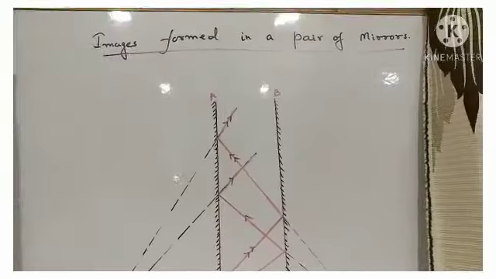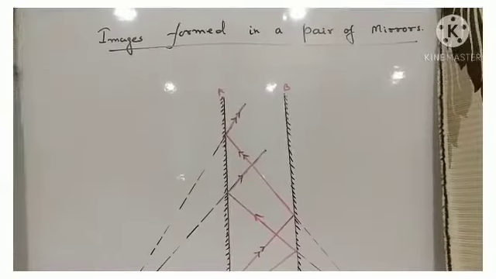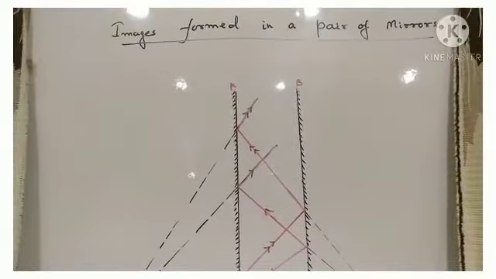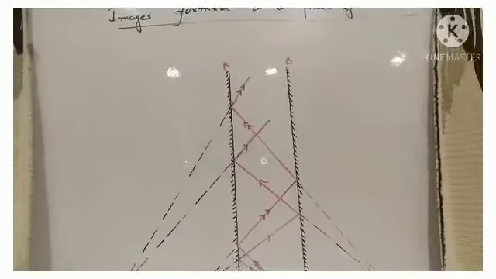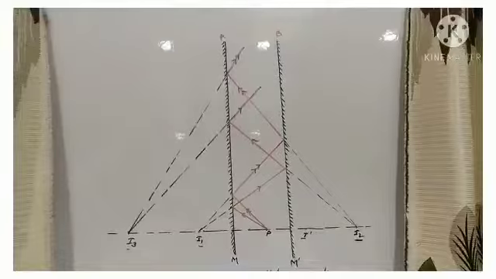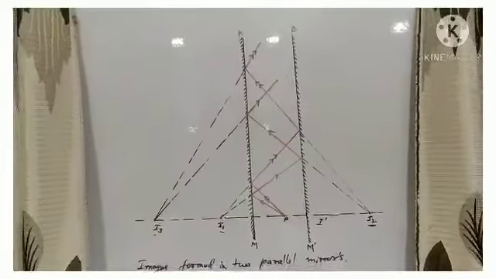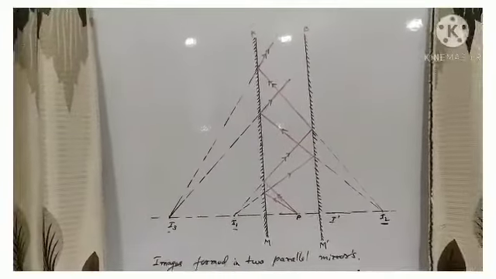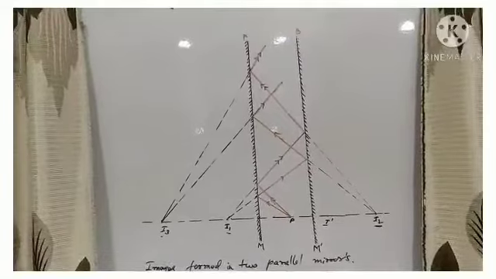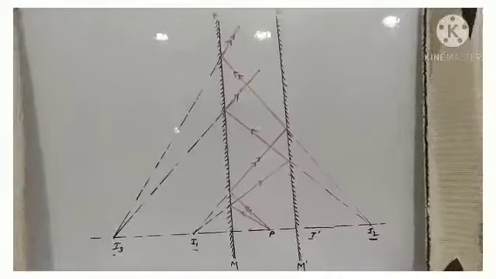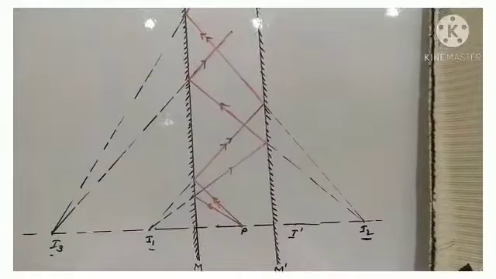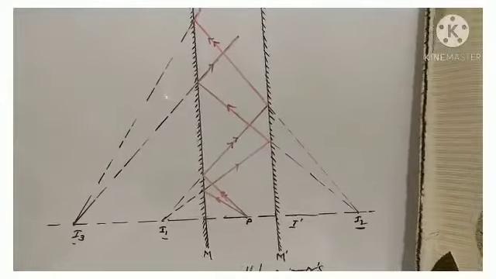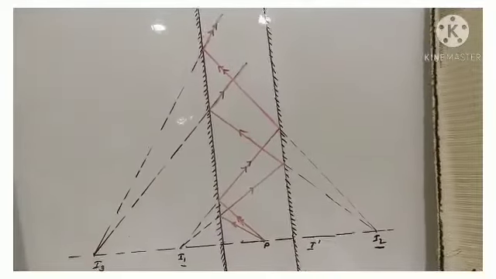Now consider image formation in two special cases: when the two mirrors are parallel to each other and when the two mirrors are perpendicular to each other. So now we will first consider the first case, that is, two mirrors kept parallel to each other. An infinite number of images are formed for an object kept in between them.